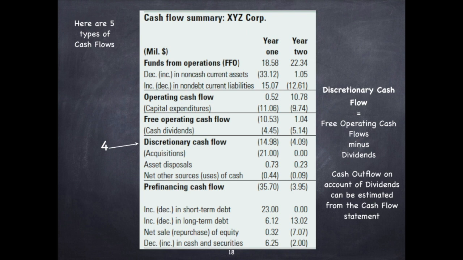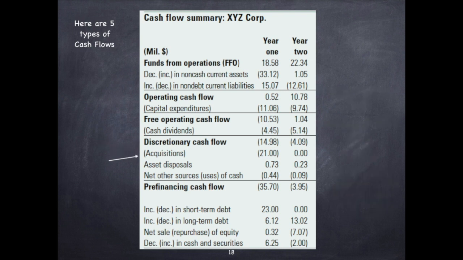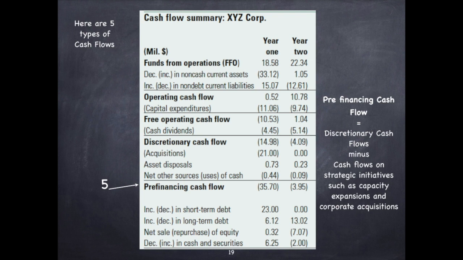At the next level, we have discretionary cash flow, which is the free operating cash flow minus the cash dividends. Now, the dividends paid are the result of the dividend policy of the company, and when the cash dividends are taken out from the free operating cash flows, what is left is known as discretionary cash flows. It is discretionary because now the company can do what it wants with this money to make some strategic investments, so it can be acquisition of another company, it can be asset disposal, and so on and so forth.